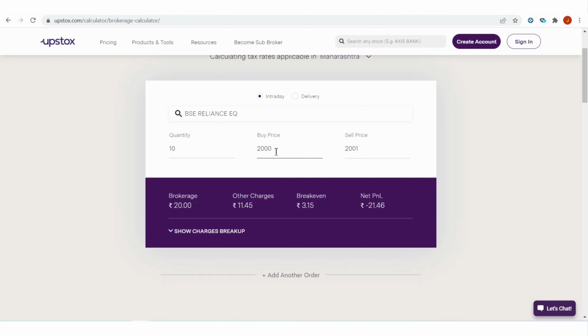right? So if I type the price as 2050 here, so this will change to 3.23, right? So now the minimum profit which you need to make, or the minimum price at which you need to sell for profit, is this price, right? So at this price you can see almost zero profit, right? So this was the concept of break even, and you can use this calculator. You can type out on Google, like I told you, Upstox brokerage calculator. I'll also leave the link in the description for you to check it out.